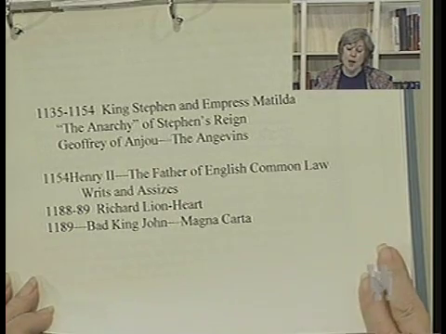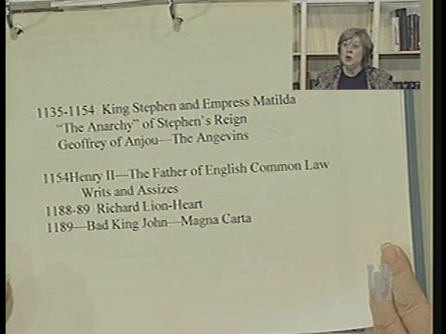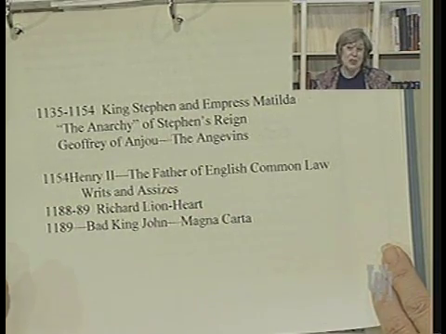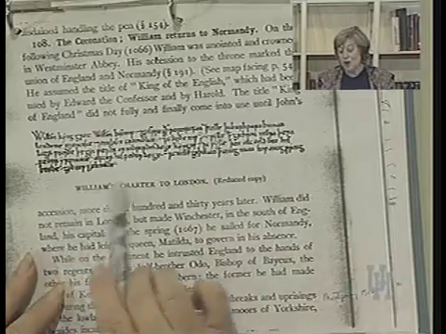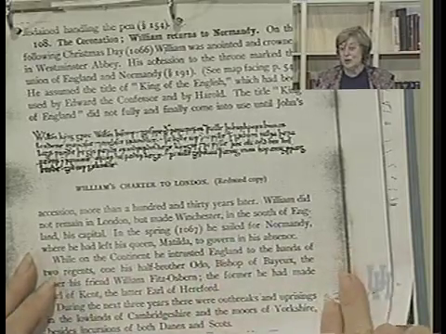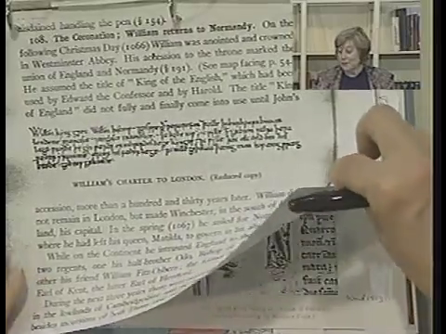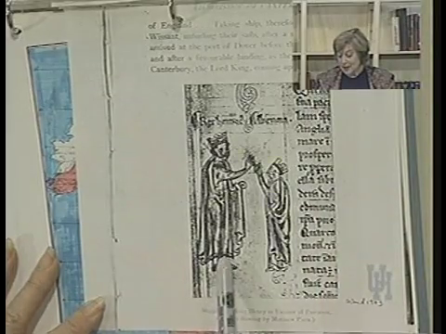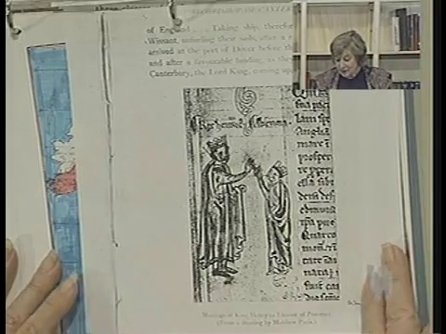He was succeeded by his brother in 1189, Bad King John, who lost Normandy to the French, and the barons rebelled and, of course, wrote Magna Carta. This is what one of these charters would have looked like. This is William's charter to London. And this is the marriage of King Henry II to Eleanor of Aquitaine.